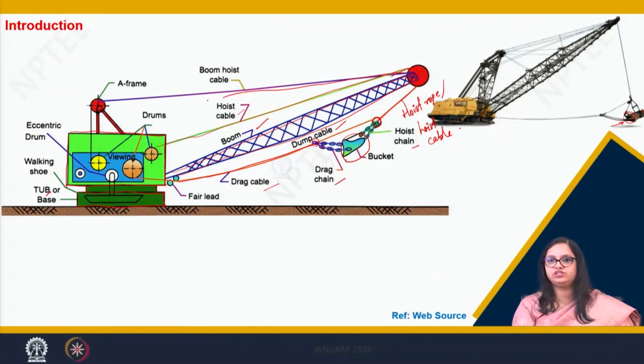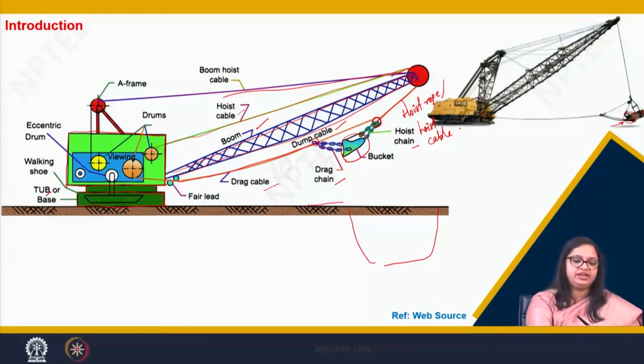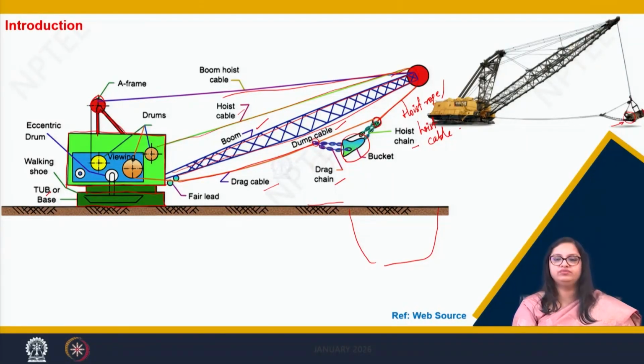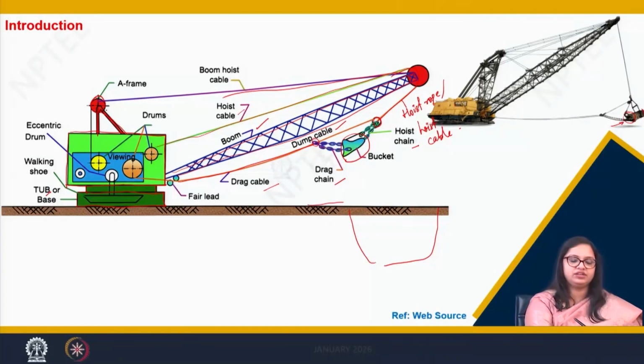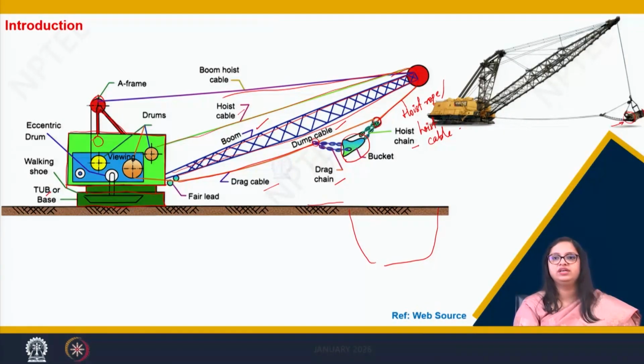Now, if the drag line has to dig below the working level, that is, let us say this is the working level and here there is a pit and it has to work below the working level, the boom height can be adjusted. This boom is connected to the A frame here, which gives the stability of this boom. This boom hoist cable is again controlled by a sheave and the boom hoist cable motor, which helps in the moving up and down of the boom. This is how it realistically looks.